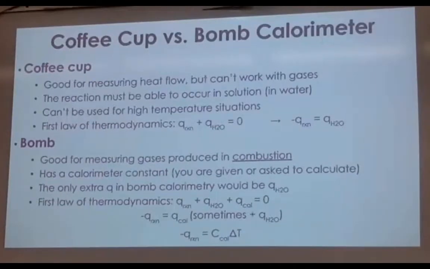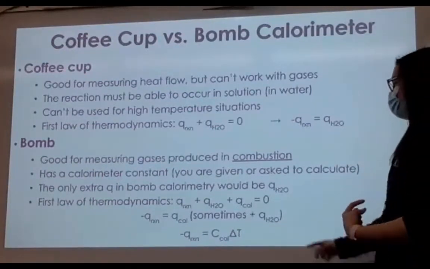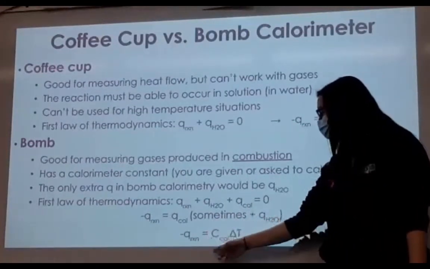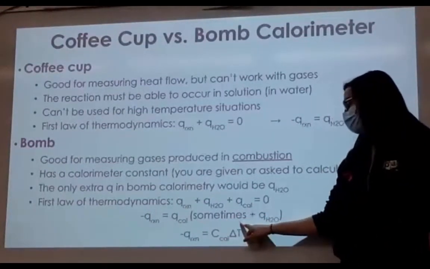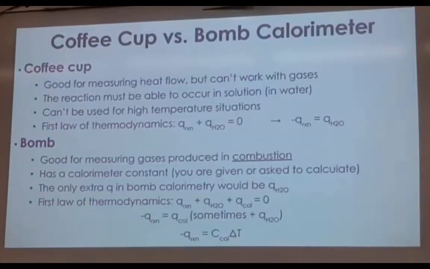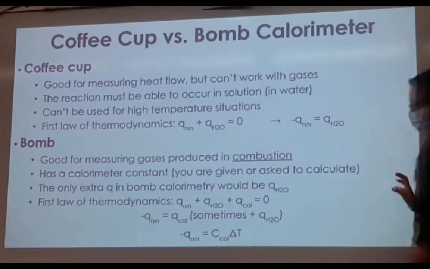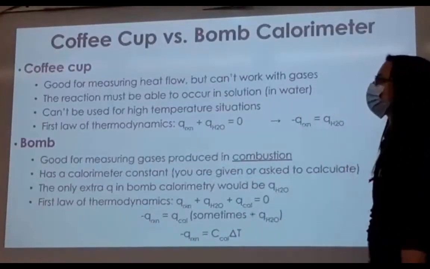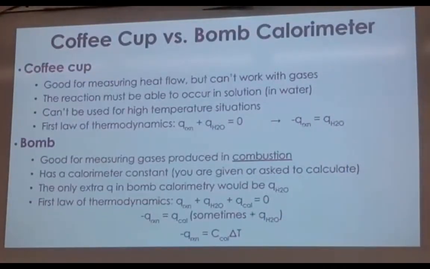To calculate Qcal, that's the heat absorbed by the calorimeter, Qcal is calculated by C delta T. We don't worry about the mass of the calorimeter. We only worry about the calorimeter constant and the change in temperature. And like I said, we will do more examples with this as well.